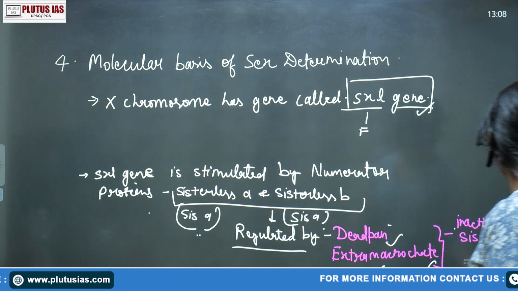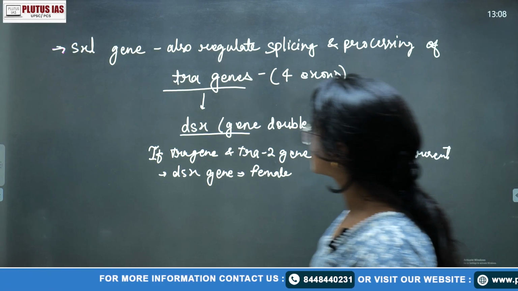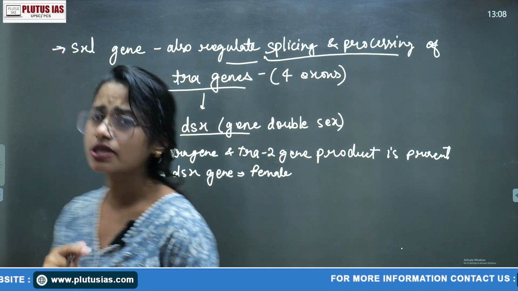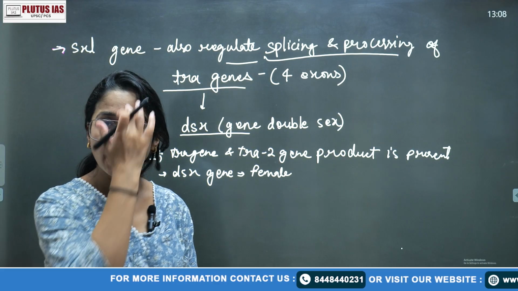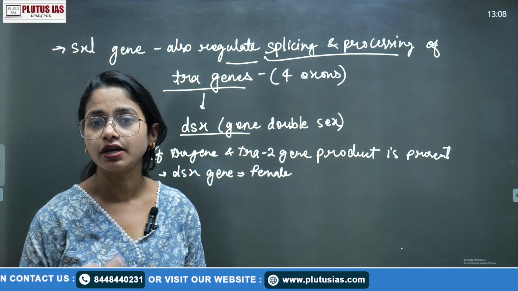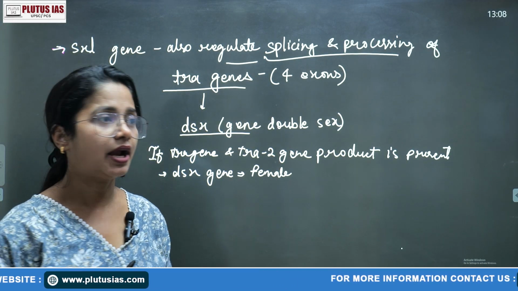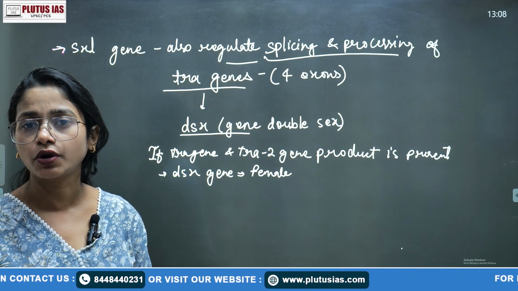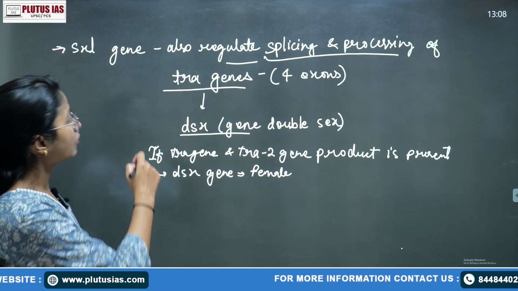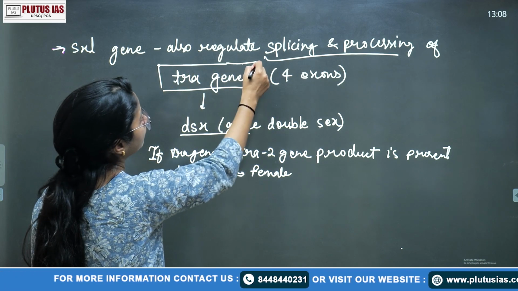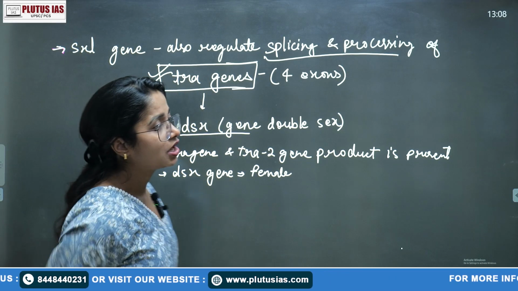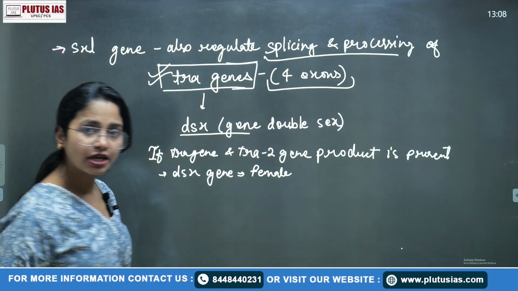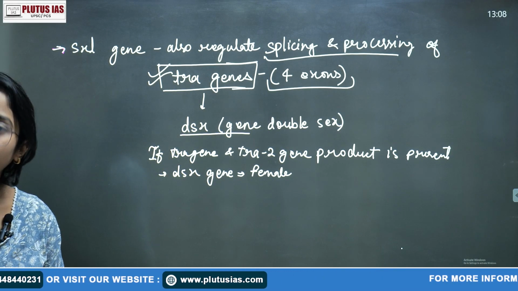Got it? And another thing is that the SXL gene is also regulated by splicing and processing. This is interesting, as we have already talked about post-transcriptional modification: there is adenylation, guanylation, and then splicing. In splicing, we remove the introns, which are non-coding, and they protect the exons. So here, splicing is a factor for the TRA genes. We must have heard of that. The TRA gene has 4 exons when it is formed.